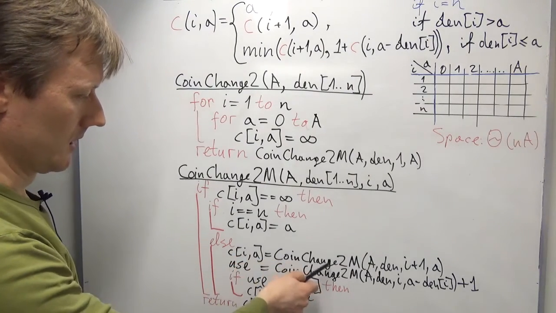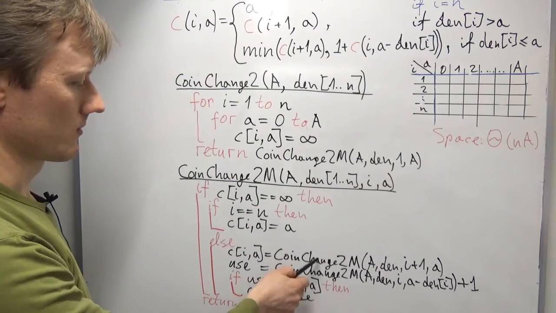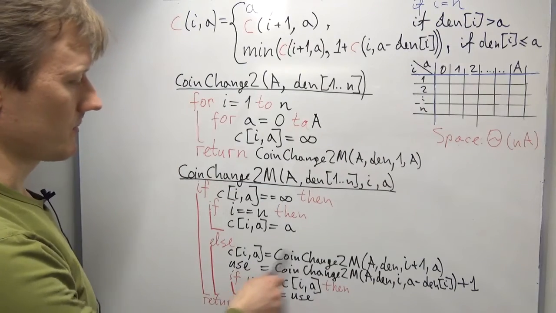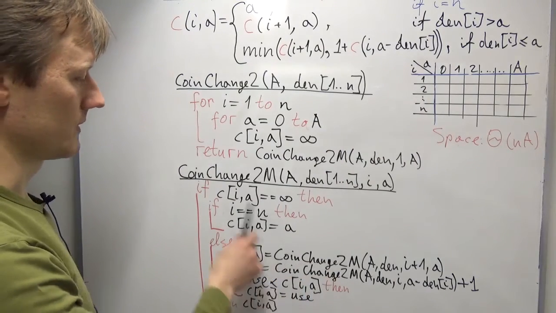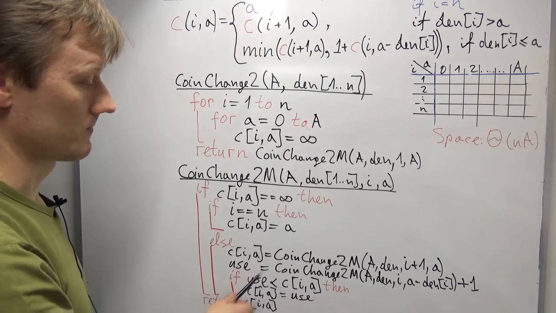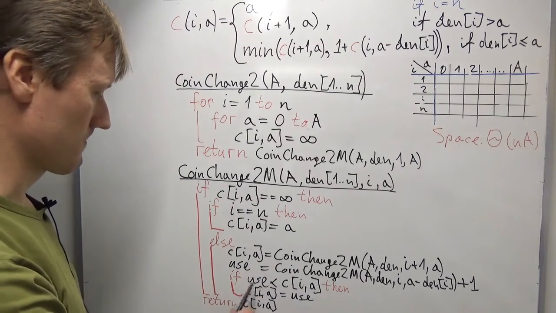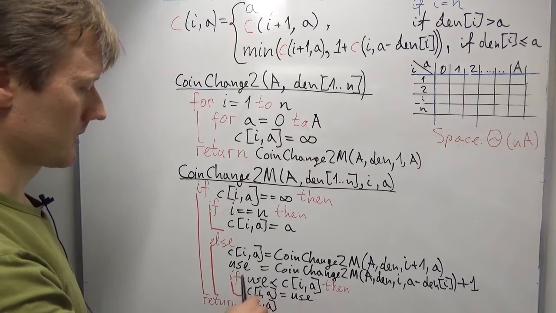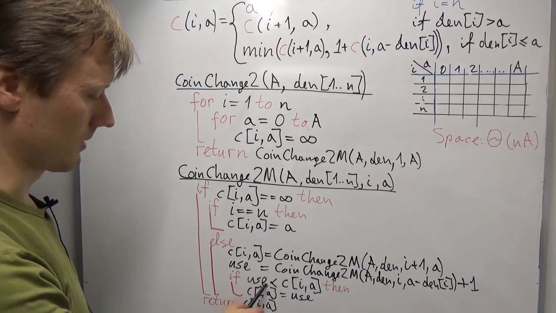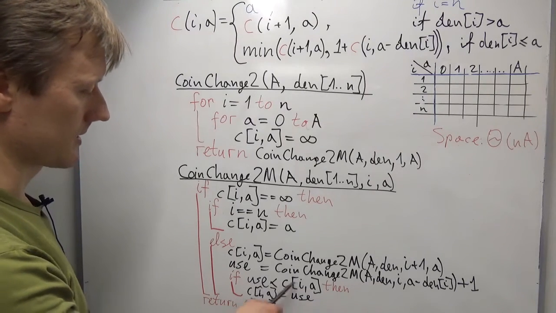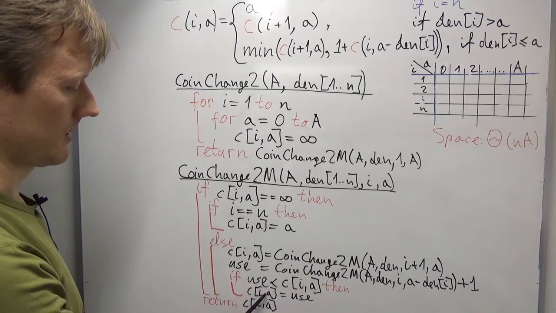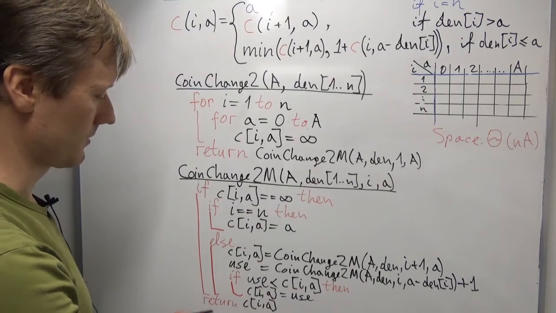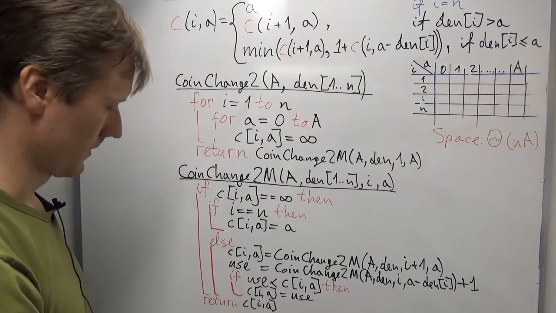It's important to make the recursive calls and not just access the cells in the array, because we don't know if these cells are already computed or not. So we do a recursive call here. And then if using the coin gives us a smaller number of coins, we assign to C[i, A] the value use. And at the end we return this value.